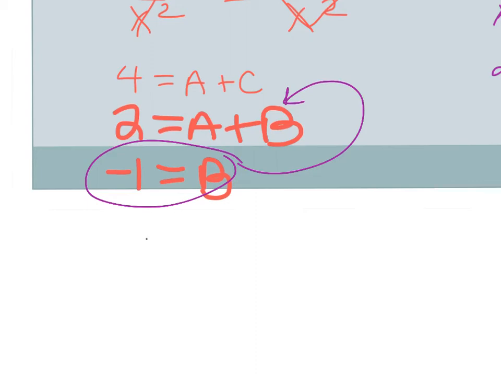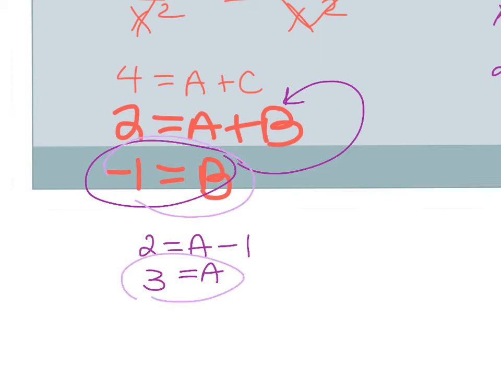Good. Plug it in here. 2 equals a minus 1. A equals 3. And now I have b and a, and I can plug a into the top. And c equals 1.